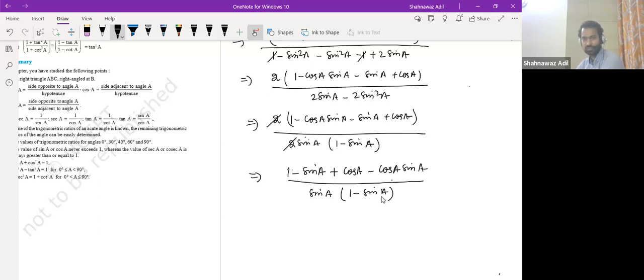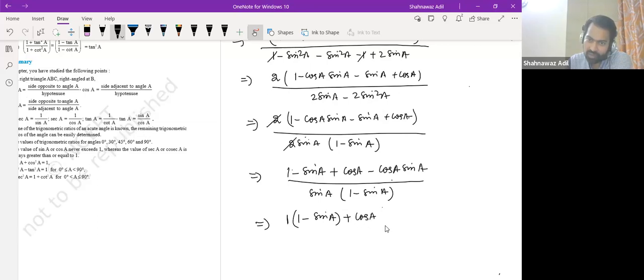Sir, the plus cosine, minus cosine, cosine multiplied. So cos A is common. Yeah, you are correct. Cos A is common in both the terms, right? Yes, sir. So you were correct. So we have this 1 minus sin A. Okay, and let me write it as 1. And then if I take cos A common, then what will I get?